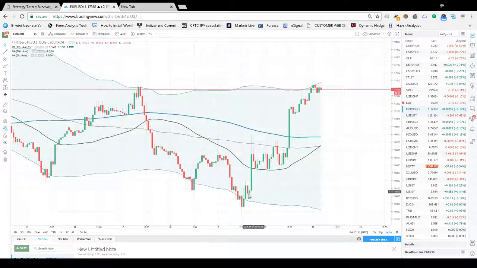These are very high volatility days. The euro dollar is not used to such huge moves in the space of just a few hours and days.